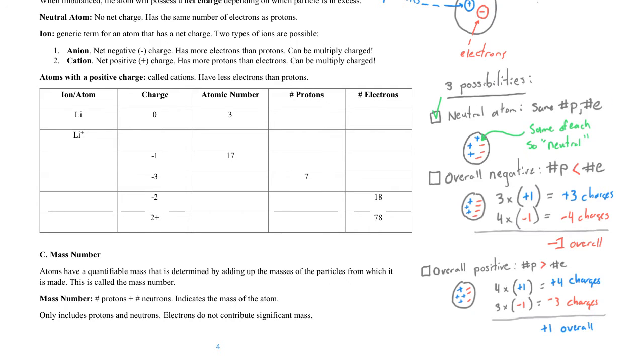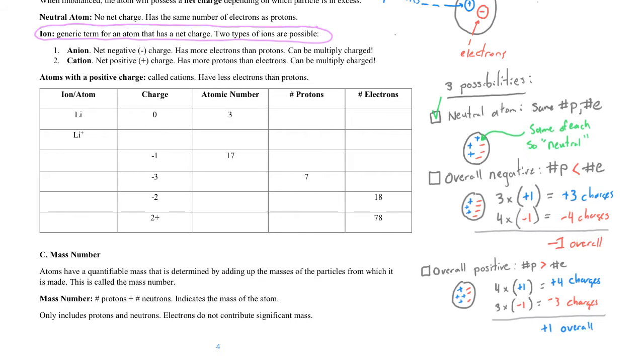Now, what if we had a charged atom? Well, we refer to charged atoms as ions. Ion is a generic term for an atom that has some kind of a charge. So say, for example, we have a positive atom. We could call that a positive ion. Say, for example, we had a negative atom. We would refer to that as a negative ion. Say we had a charged atom, but we didn't know what its charge was. We would just refer to it as an ion. So there are neutral atoms and there are ions.